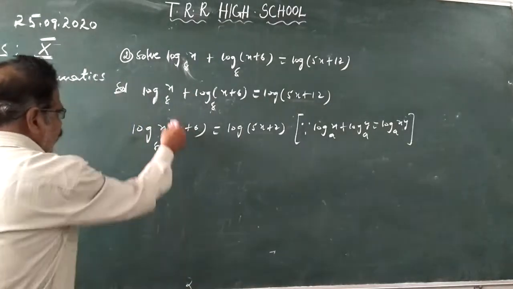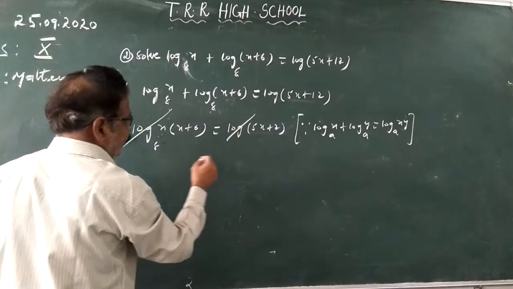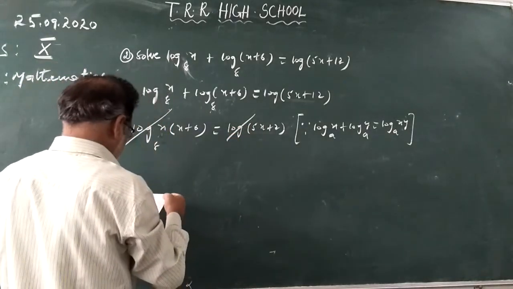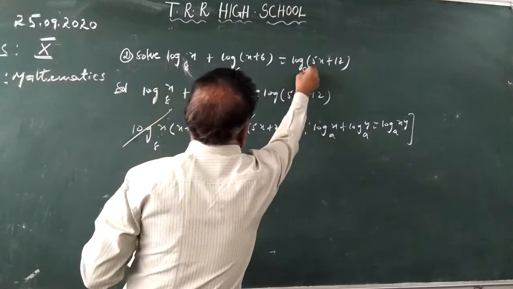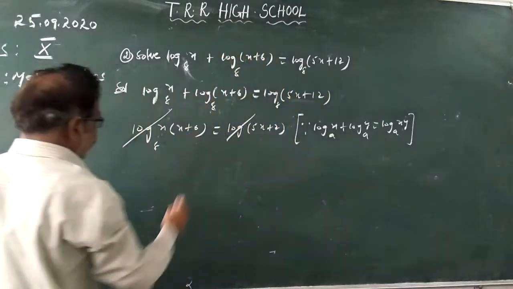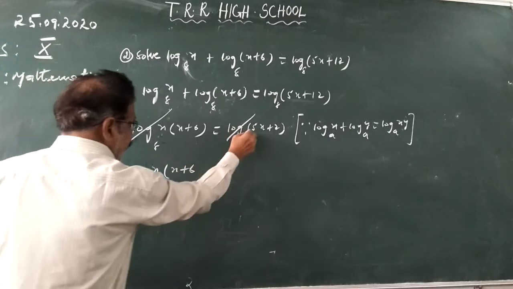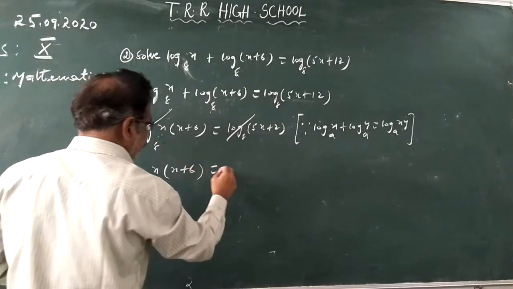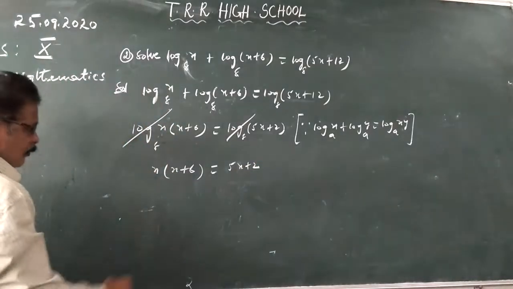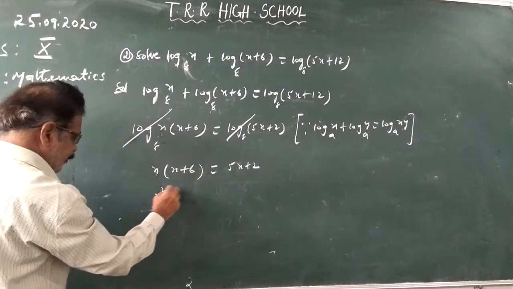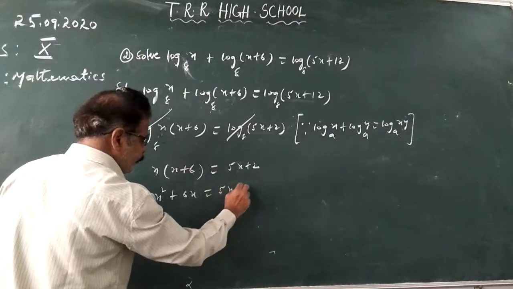Both sides, the log gets cancelled. The base is also 8 only. Here we get x into x plus 6 is equal to 5x plus 2. x into x is x square, x into 6 is 6x, equal to 5x plus 2.